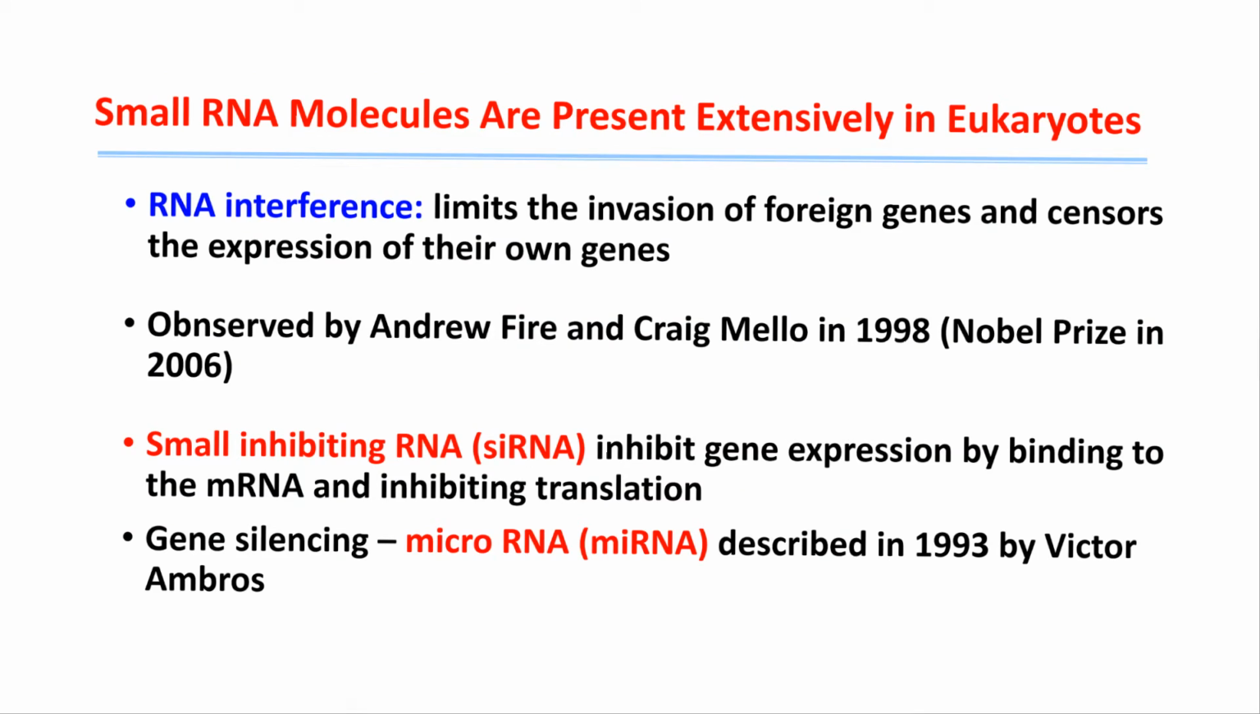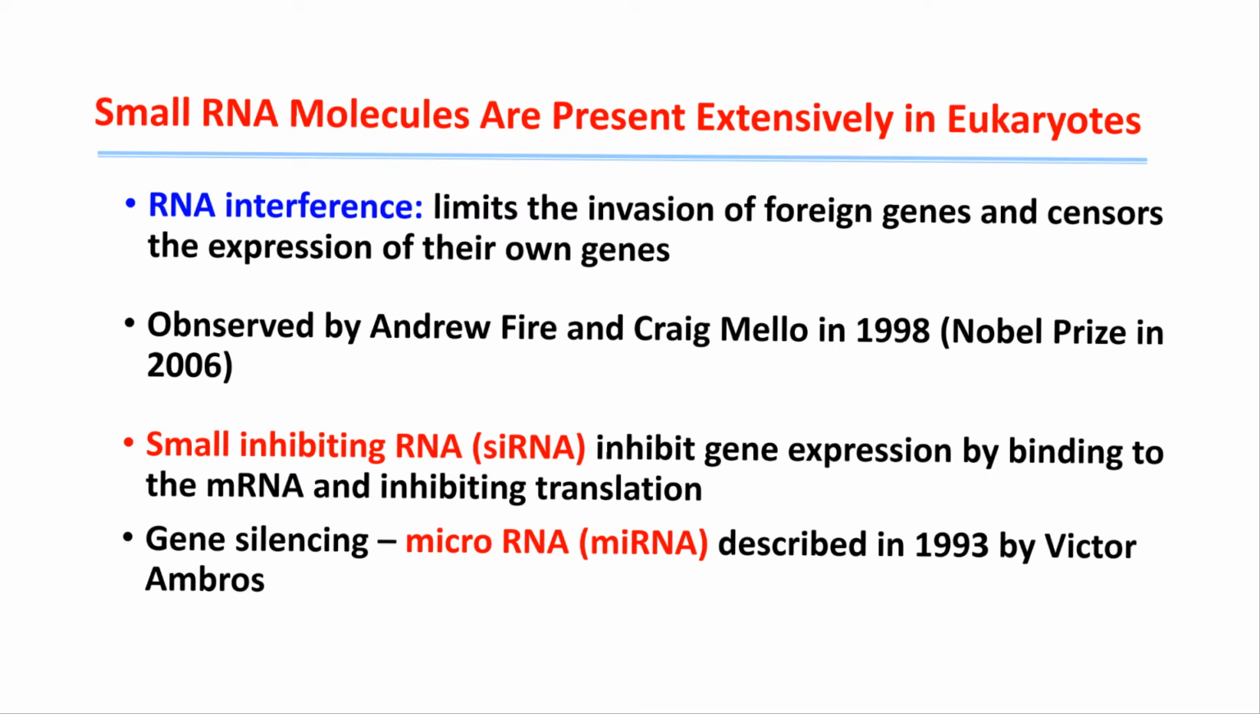We will now discuss small RNA molecules which are involved in different functions in cells. And we will start with RNA interference. RNA interference is a very powerful mechanism in eukaryotic cells which limits the invasion of foreign genes such as viruses and transposons. RNA interference was observed for the first time in 1998 by Andrew Fire and Craig Mello, who were studying gene silencing in nematodes. They came up with a very surprising discovery that injection of double-stranded RNA had much higher potency in silencing genes than injection of single-stranded RNA.